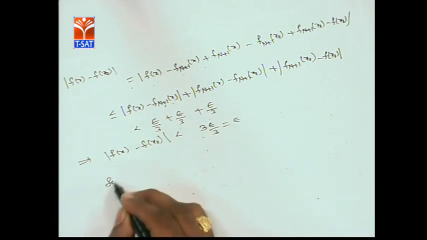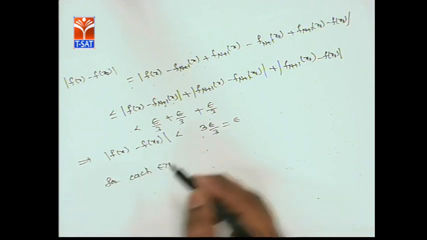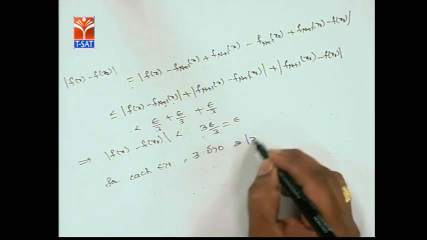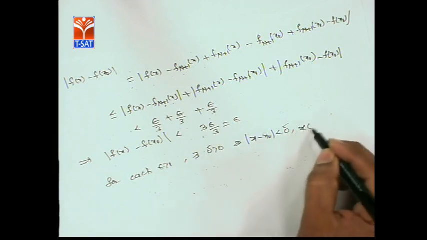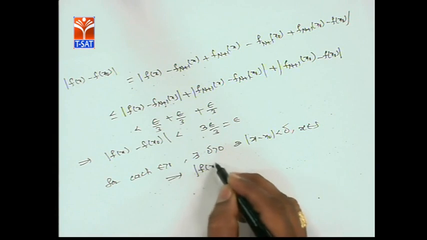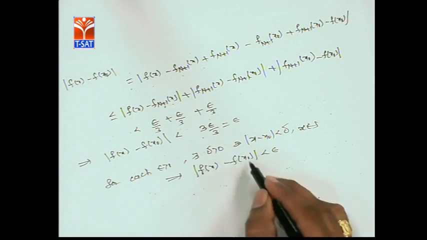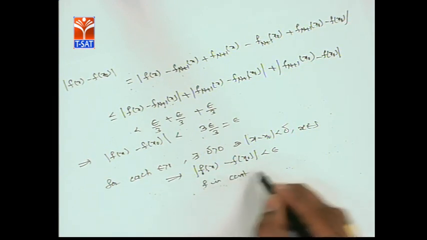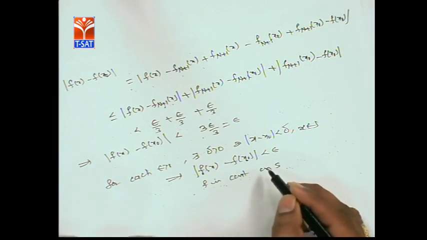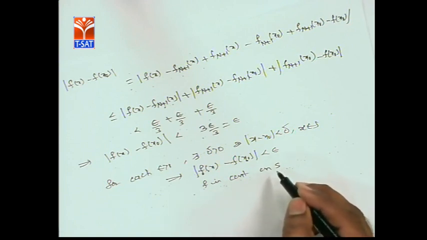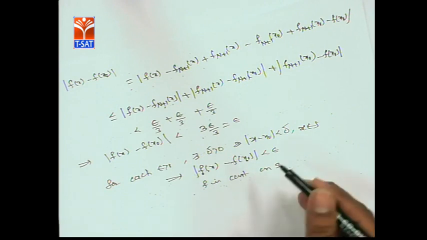That means for each epsilon greater than 0, there exists a delta greater than 0 such that |x − x₀| less than delta, x belonging to S, implies |f(x) − f(x₀)| is less than epsilon, which shows that f is continuous at x₀. Here x₀ is arbitrary on S, therefore f is continuous on S. That means if each f_n is continuous on S, then f is continuous on S if f_n converges uniformly to f on S. Okay, thank you Narendra sir.